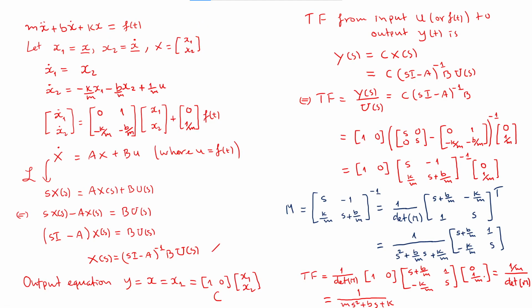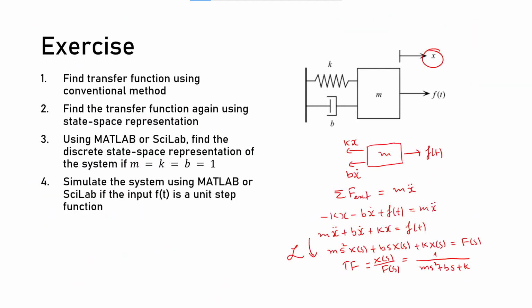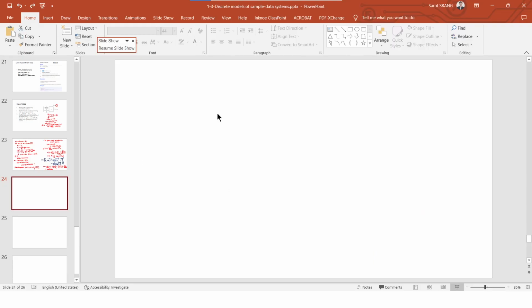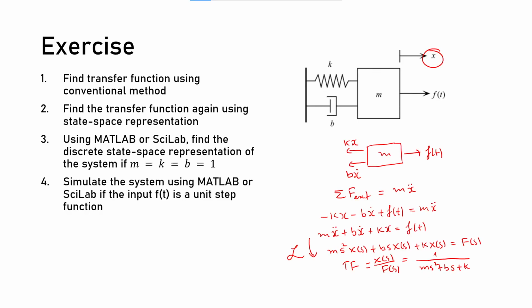Okay, now let's look at question number 3. Using MATLAB or Scilab, find the discrete state space representation of the system if k and b are equal to 1. So what you have in the state equation is like this.